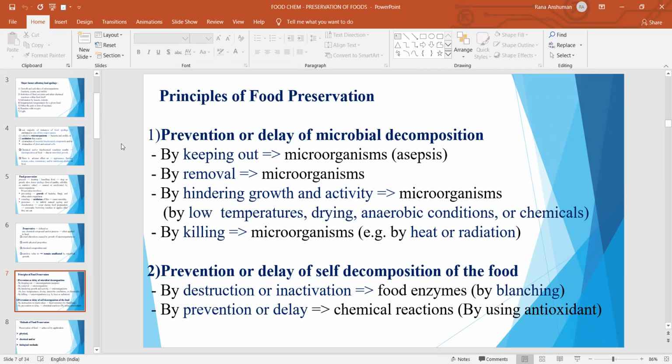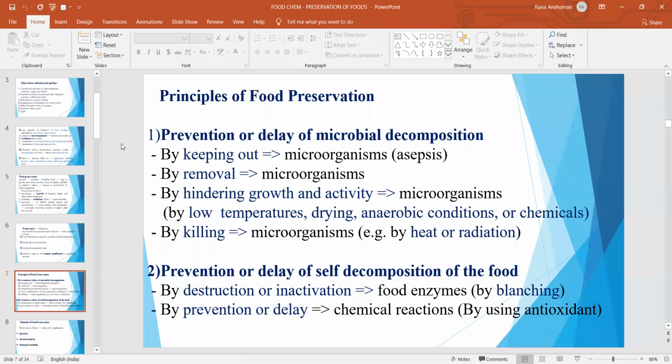First one is prevention or delay of microbial decomposition in the food by keeping out microorganisms, known as asepsis. Next one is by removal of microorganisms in the food. Hindering growth and activity of microorganisms may be achieved by low temperatures, drying, anaerobic conditions, or different chemicals used as preservatives. Next one is by killing of microorganisms, that is achieved by heating or by subjecting foods to radiation.